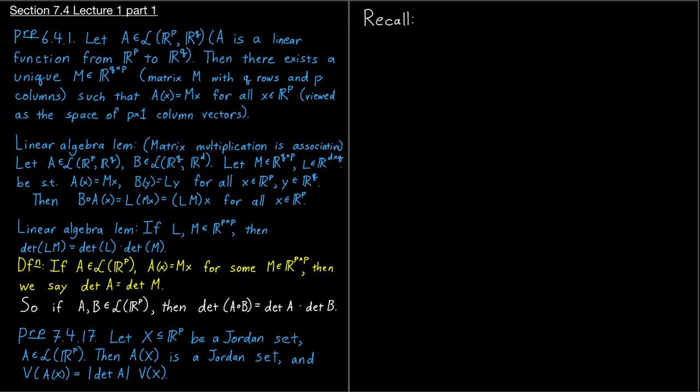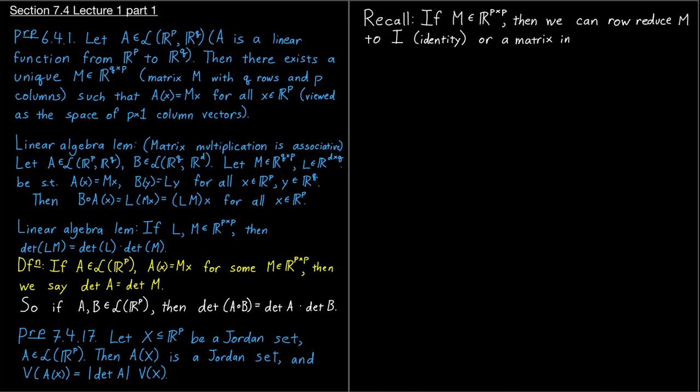And you can row reduce any matrix really, but we are only going to care about square matrices. If M is a square matrix, then we can row reduce M. If M is invertible, we can row reduce it to the identity, or otherwise to a matrix in reduced row echelon form. And let me give you an example of how this works. We'll start with this matrix.